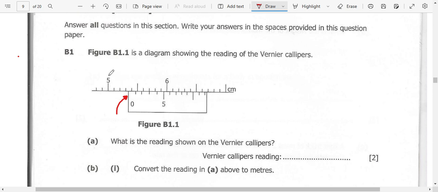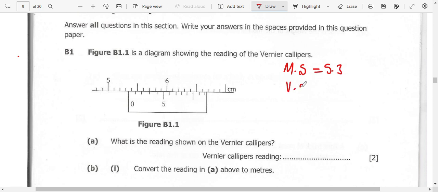Okay. So if you see this is 5, this is 6. What number do you expect this one to be? This big line. What do you expect it to be? 5.5. So when you are reading, you are going to consider a line which is below. Where the vernier scale is starting, you consider this line which is behind. So what do you think that is going to be? 5.3. So the reading on the main scale is 5.3. And then I will go on the vernier scale.